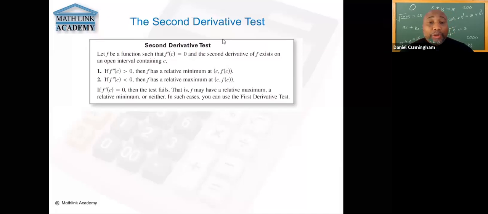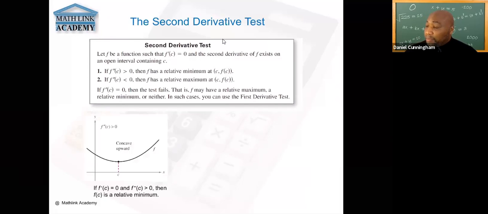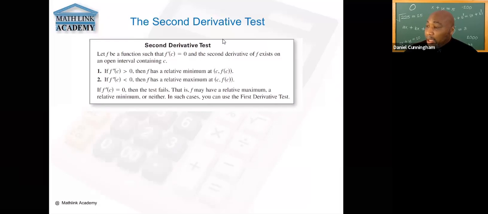The second derivative test. So let f be a function such that the first derivative at c is equal to 0. Those are our critical points that we have. And before I show you that graph again, the second derivative of f exists on an open interval containing c. If the second derivative exists, we can do the second derivative test.